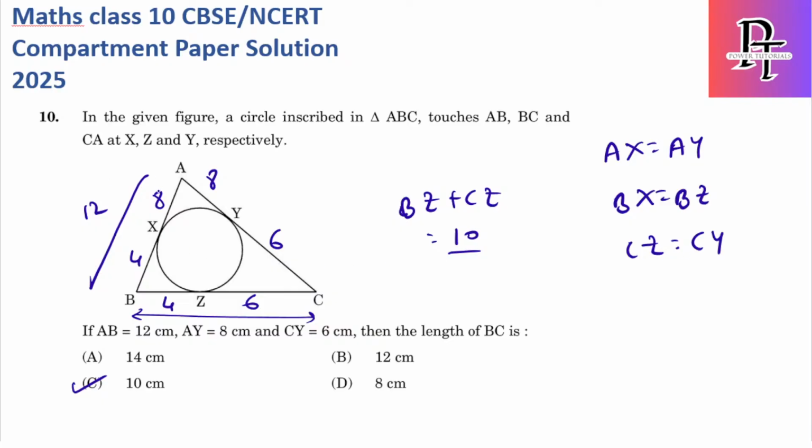So in this question they have mentioned this as 8, so I can say this is 8. 12 minus 8, this I got 4. If this is 4, this is 4. This is already provided 6, so this is also 6. Hence 4 plus 6 is the length of the BC side, which is 10 centimeters.